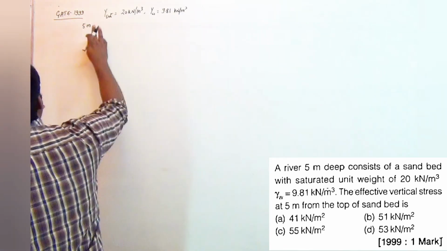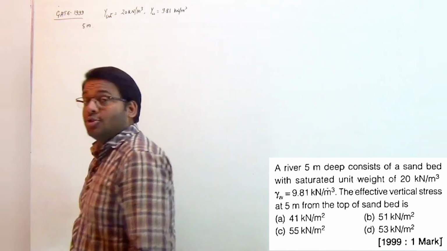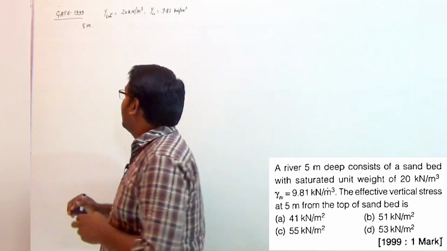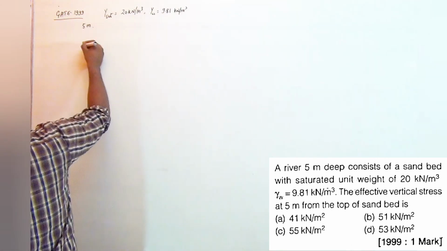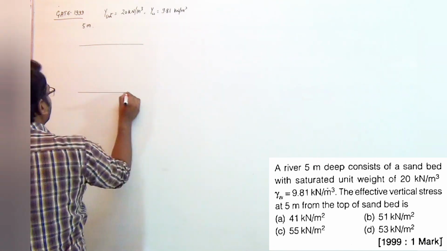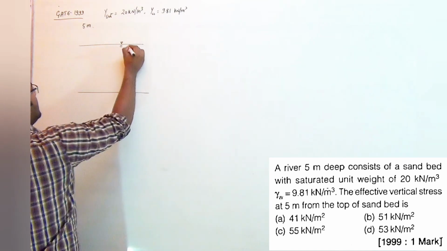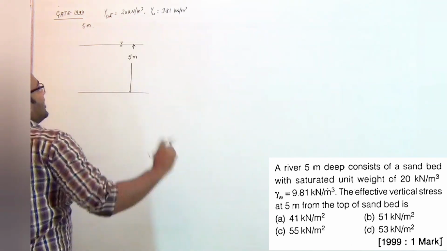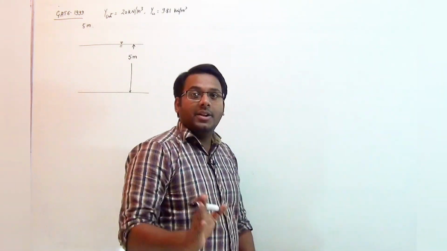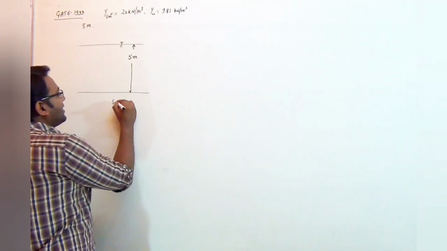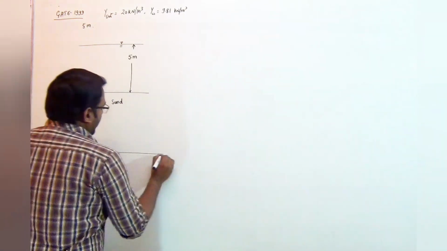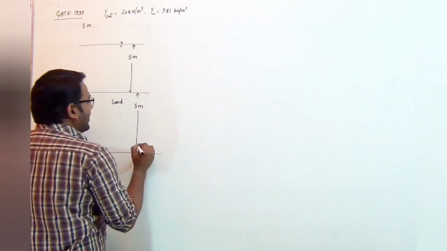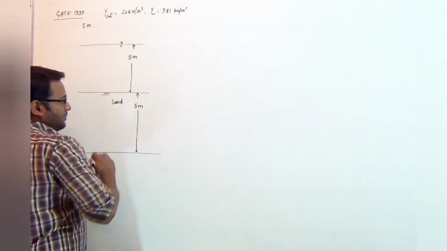So first of all we have to plot the soil profile as stated in the given question. It is said that there is a river, so the topmost layer will be of water, and as mentioned, the depth of river is 5 meter and below that there is a sand bed. It is asking us the effective stress at a distance of 5 meter from the top of the sand bed.